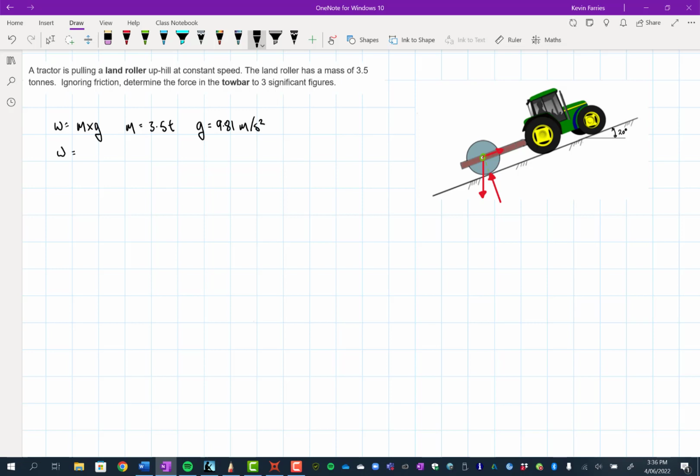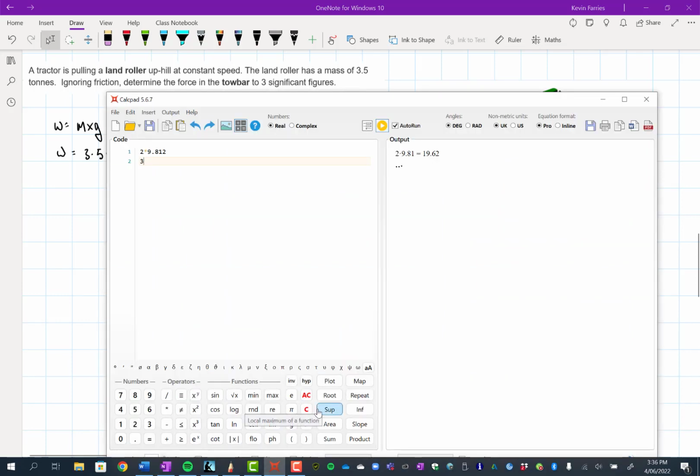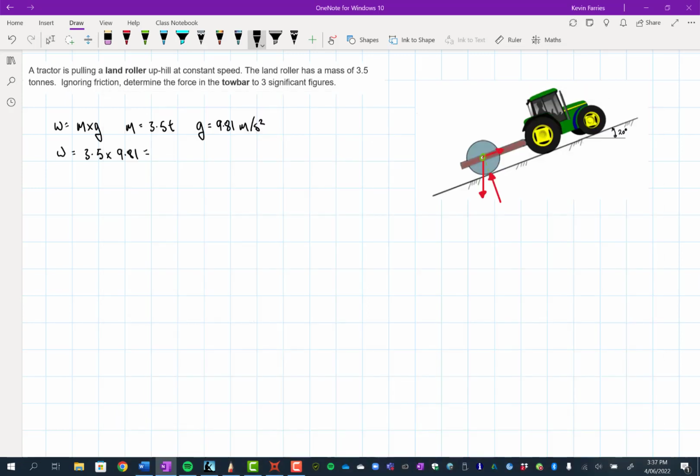Therefore, weight is equal to 3.5 times 9.81, which is 34.34. I'm just going to keep 4 significant figures from now on, just until I get to the end. It's just a bit more accurate. It doesn't really matter, but we'll do it that way. So you keep 4 significant figures until you get to your final answer, and then round it to 3.